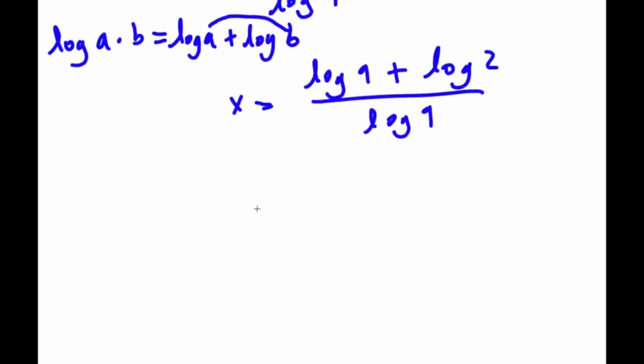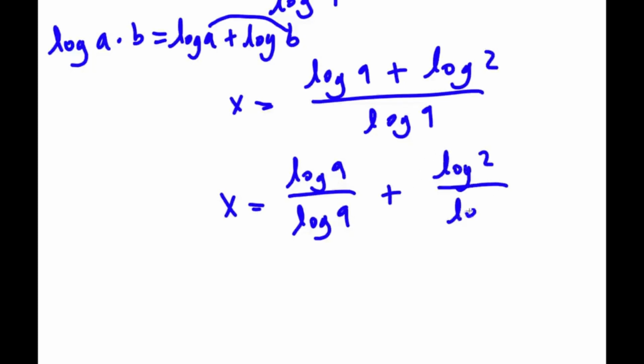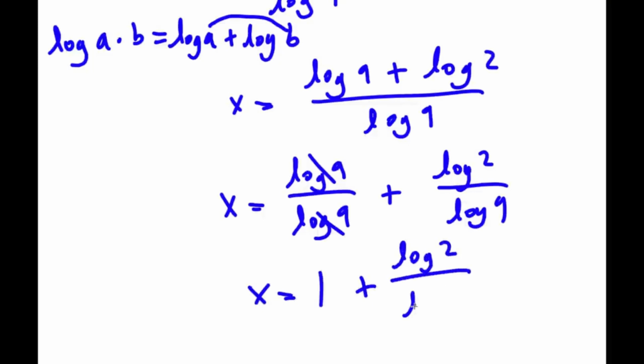And now this is the same thing as log 9 over log 9 plus log 2 over log 9. All I simply did was divide this into two parts, because remember, if you add these again, you'll simply get log 9 plus log 2 over log 9. So now, log 9 over log 9, these two would cancel out, so this is the same thing as 1. So I have 1 plus log 2 over log 9.